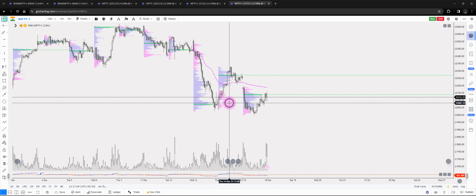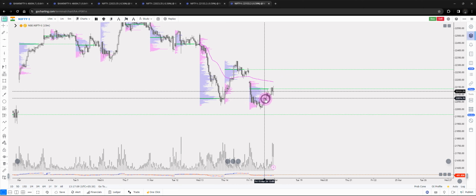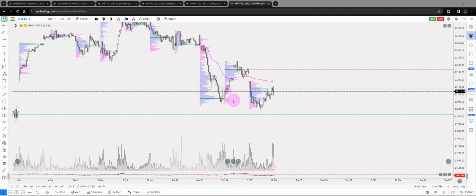And if we don't, if we go below this point, that is this volume node, I'll just mark it over here for you. If we go below this zone, what we're going to do is target the POC just below this, which is strange that it has not been tested.